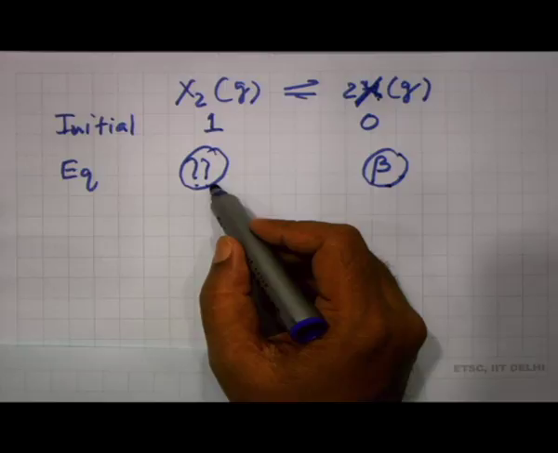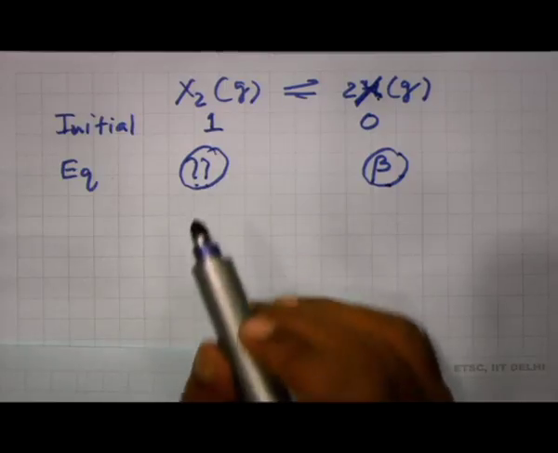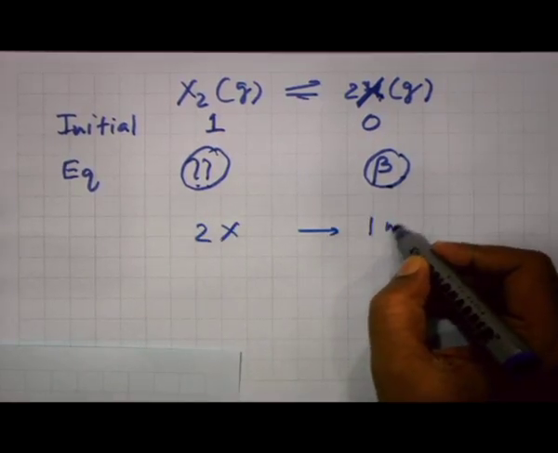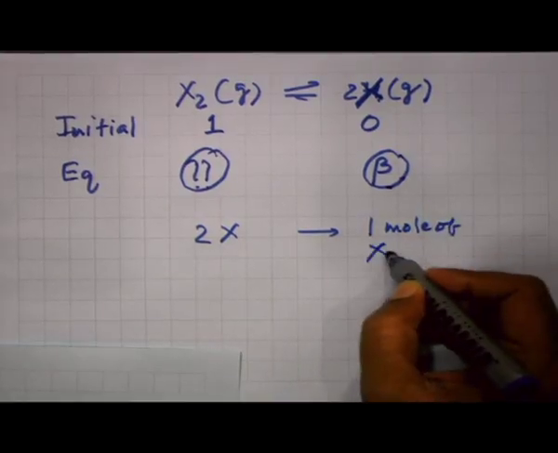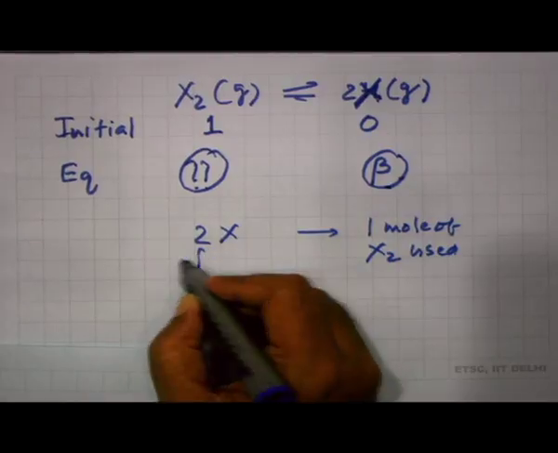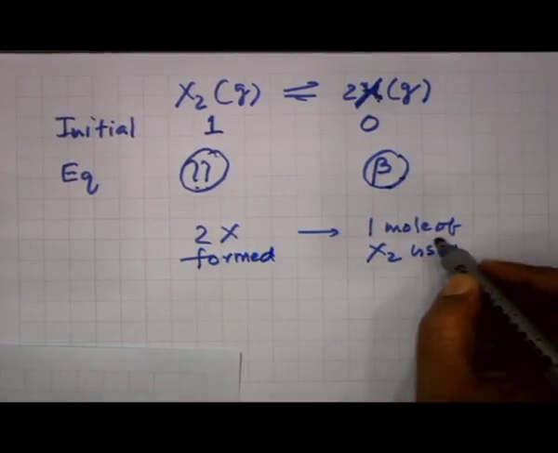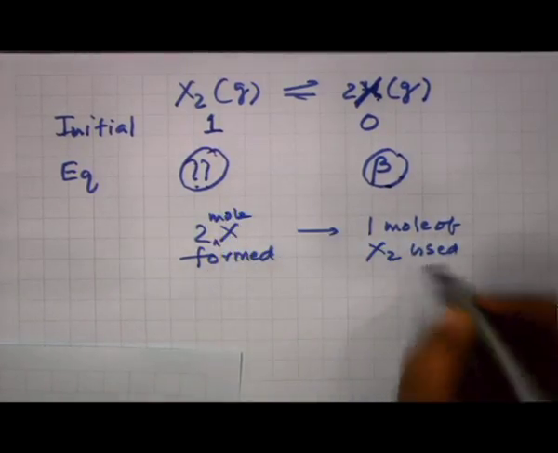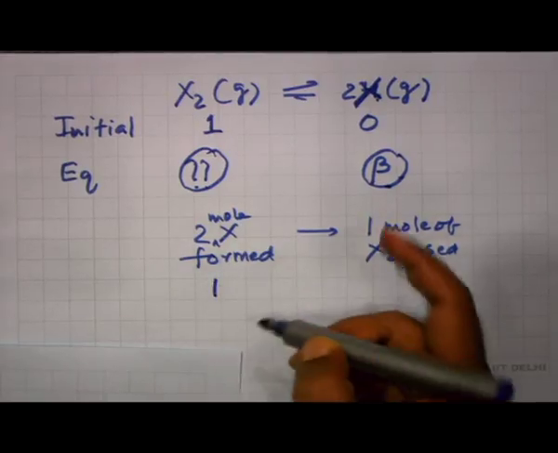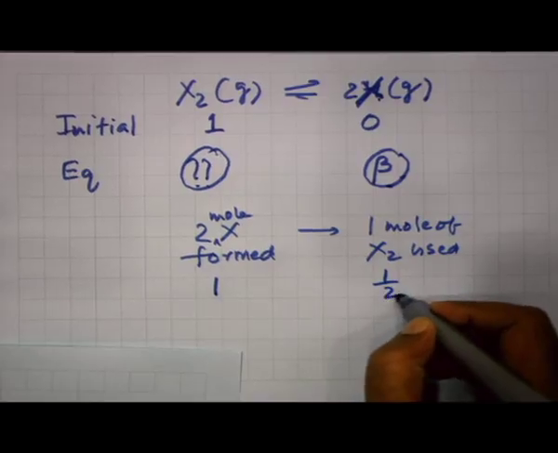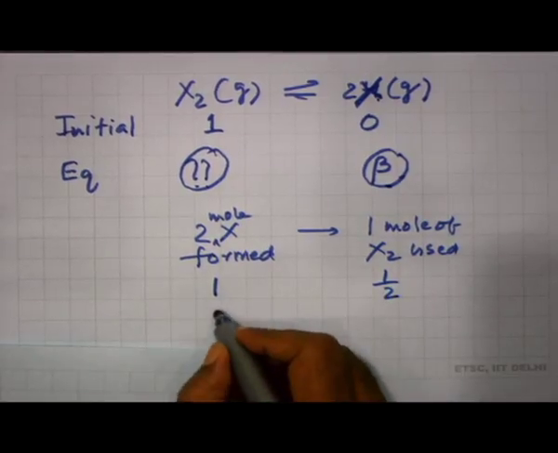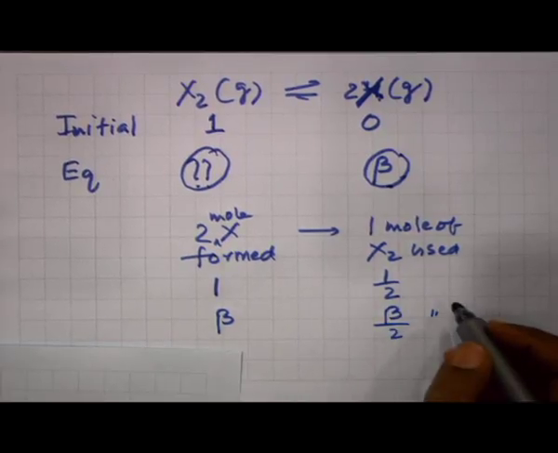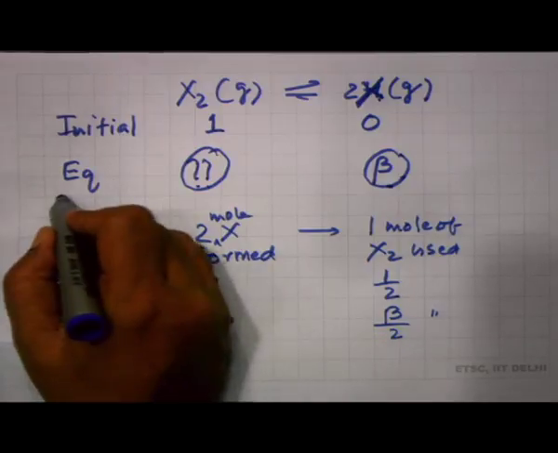how many moles of X2 will be used? I told you 2 moles of X formed means 1 mole of X2 used, am I right? So if 1 mole of X is formed, in that case half a mole of X2 will be used, and beta moles of X formed means beta by 2 moles of X2 will be used. So, what is the equilibrium mole of X2?